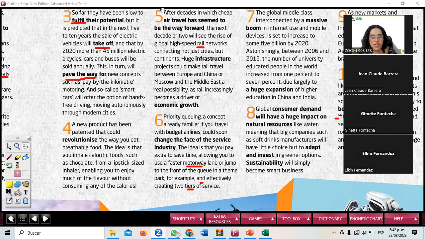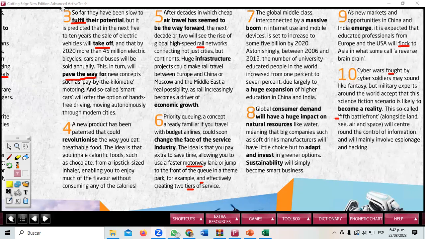Gerson, please continue with number 6. Yes, teacher. Priority queuing. The word is queuing. Priority queuing, a concept already familiar if you travel with budget airlines, could soon change the face of the service industry. The idea is that you pay extra to save time, allowing you to use a faster motorway lane or jump to the front of the queue.